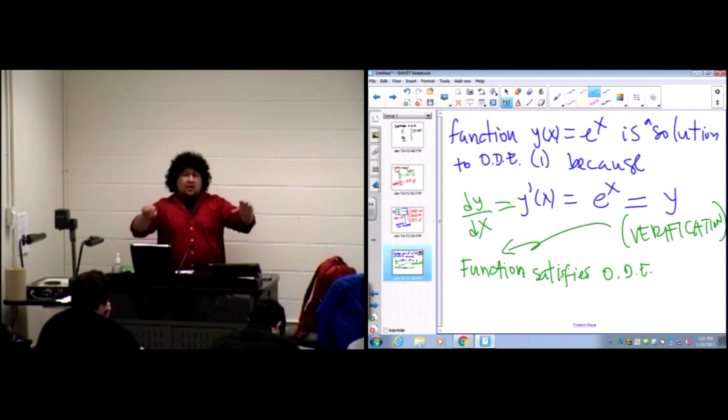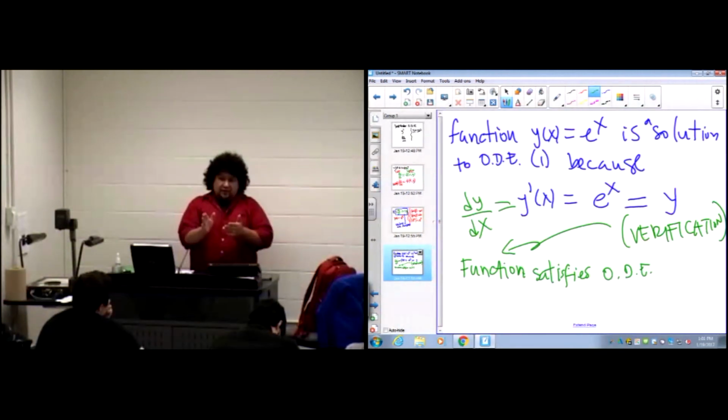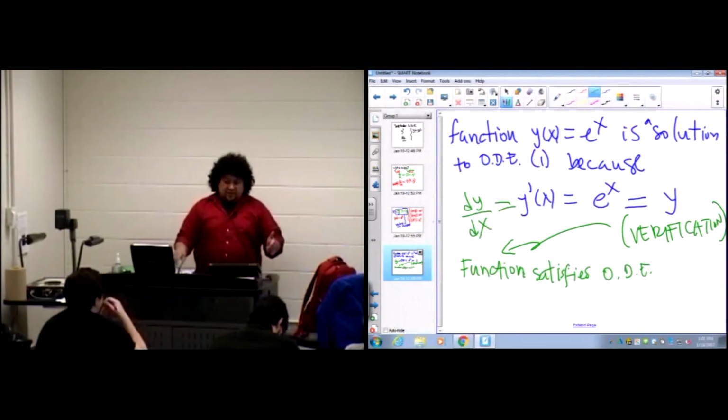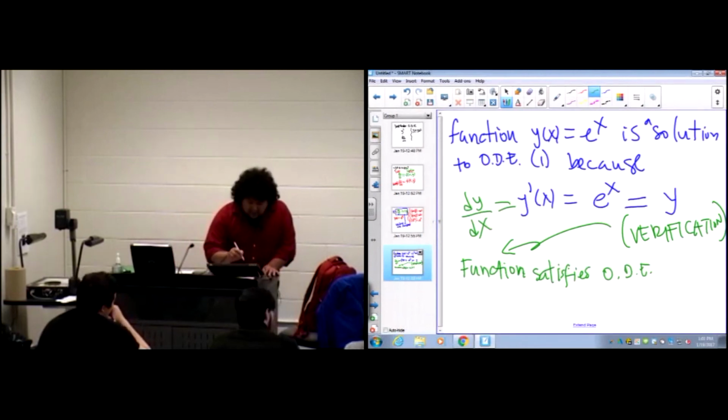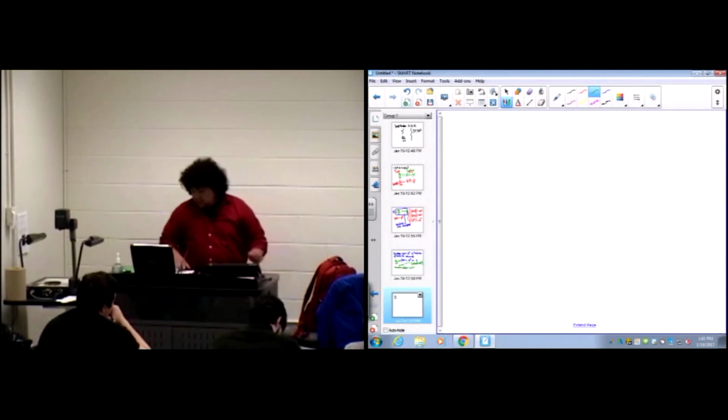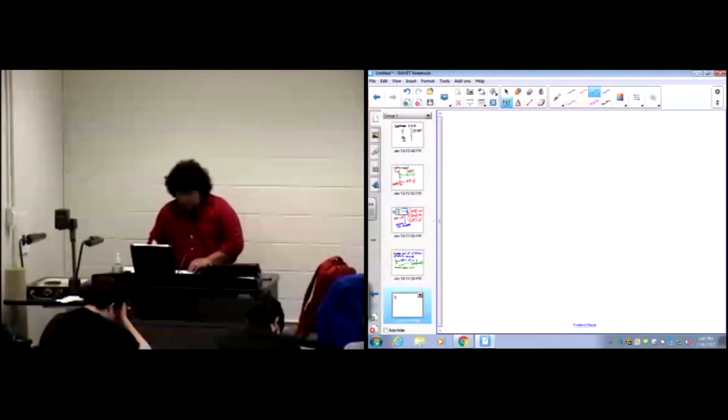Okay, this is a very, very basic notion of what a differential equation is. It's an expression involving a derivative and an expression in terms of the function. And if such a function exists that satisfies that expression, we call that function the solution of the differential equation.